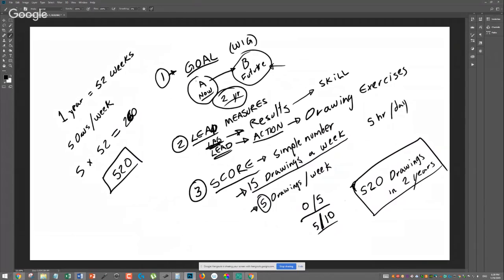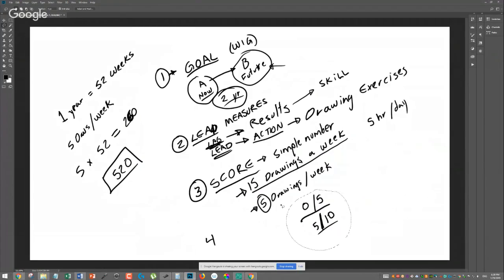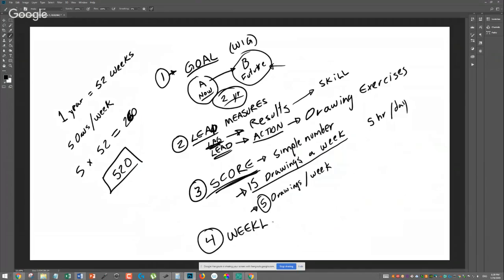But anyway, this is how you calculate. And the last thing is number 4. I'm going to delete everything else. Just decide how many drawings you're going to be doing every week, okay? And then keep a score. And then finally, weekly review.